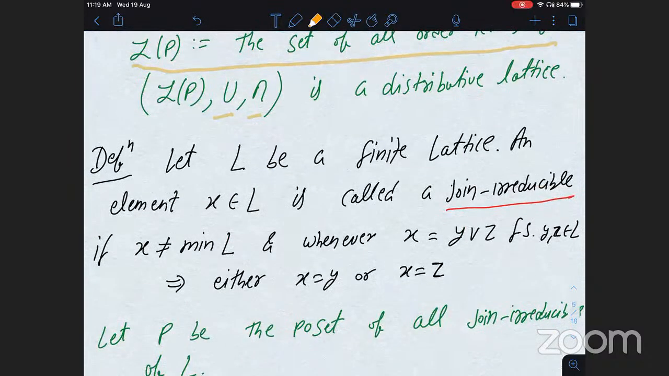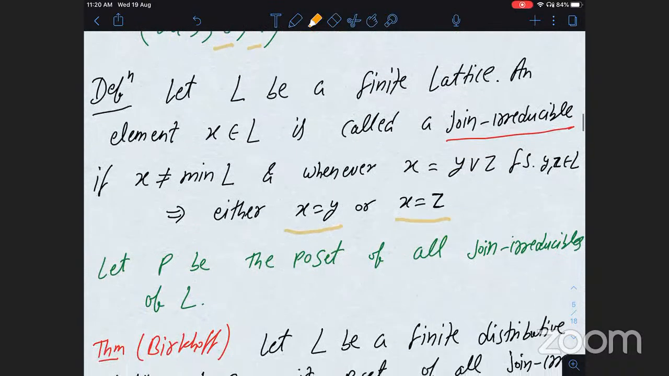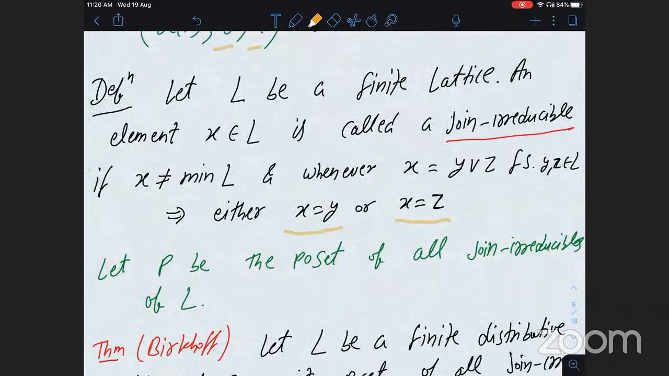Let L be a finite lattice. An element x in L is called a join-irreducible element if x is not the minimal element of L, and whenever x is the join of two elements y and z in L, either x is equal to y or x is equal to z. Right? So x should not be the minimal element, and we cannot write x as the join of two elements where neither of them is equal to x. Okay. Let P be the poset of all join-irreducible elements of L.